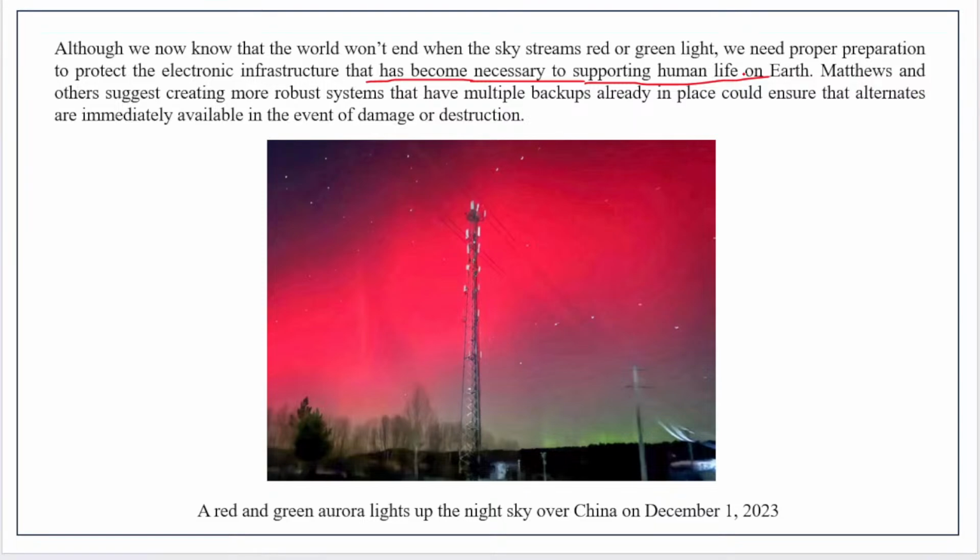Okay, if we create such robust systems with multiple backups, okay, that could ensure that if a solar storm hits us, one system is damaged, so at least we have some alternate to it. We have some backup for it. Okay. Now, in the picture, a red and green aurora lights up the night sky over China on December 1, 2023. So, ये China का picture है from 2023, December 1. Okay, this was a red and green aurora which was seen in China.